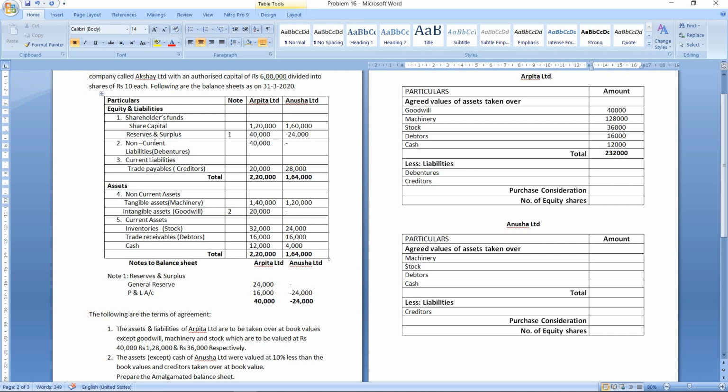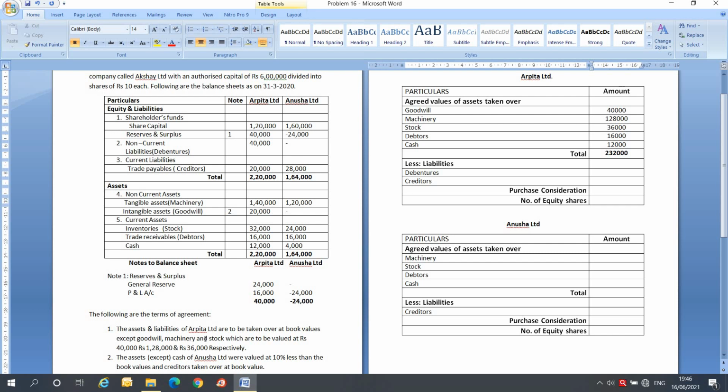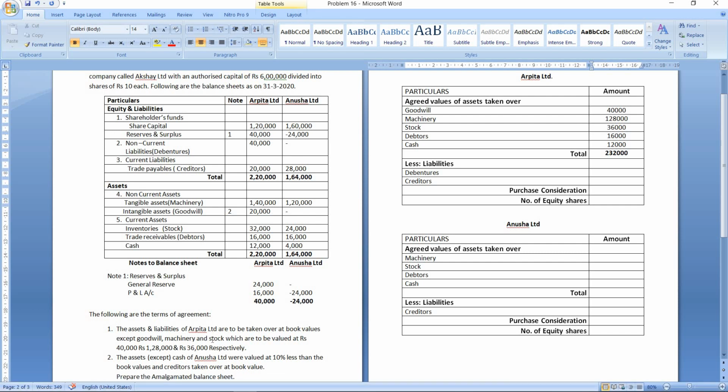So look at the outside liabilities. Here they have given you debentures for Arpita Limited. Value is 40,000. Here you can see no information regarding outside liabilities is given. That means they are to be taken at book value. So we will take the value which is given in the balance sheet. So minus debentures 40,000, and then you have trade payables. In that you have only creditors. So we will take that also, 20,000.